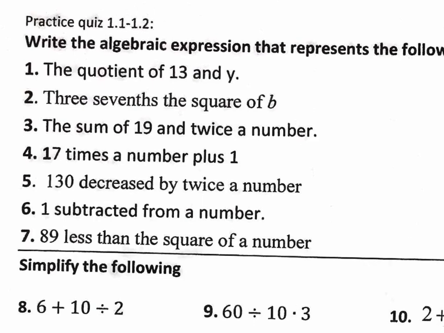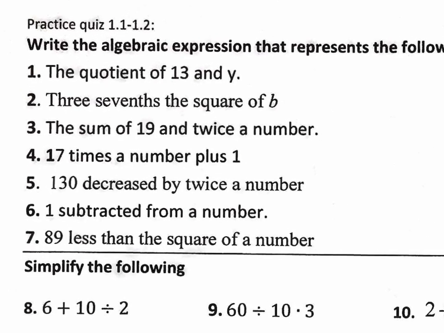Let's get through this. Number one, the quotient. We should all know that the word quotient means to divide. So you're dividing two things. What are we dividing? We're dividing 13 and y. So I would write it as a fraction, 13 divided by y. Of course, you could write it like this, 13 divided by y. Either one's acceptable.